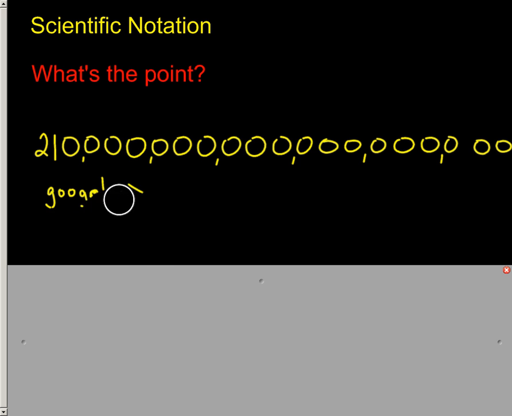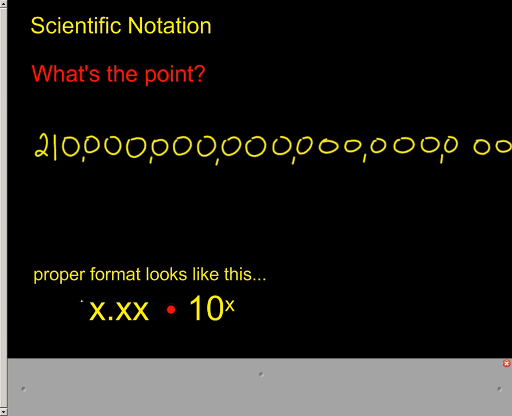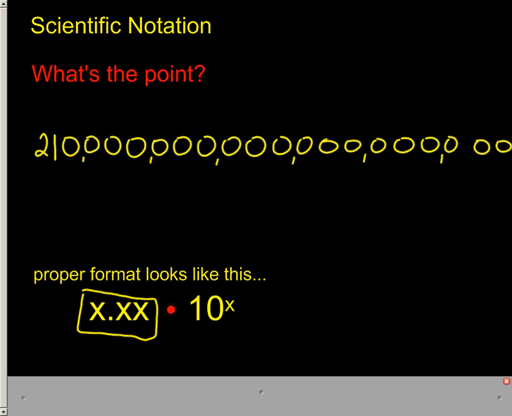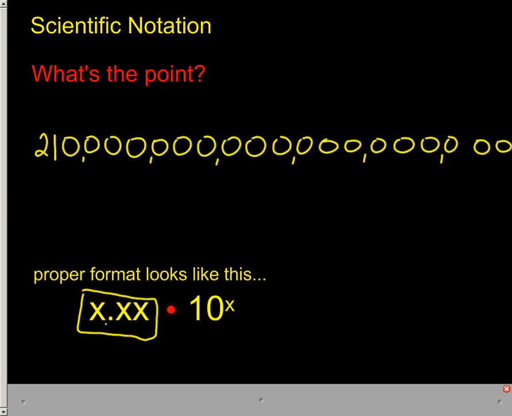So how does scientific notation work? Well, it's got this basic template. We're going to take some number, and if it's bigger than 9, basically we're going to put a decimal after the first digit, and we're going to multiply it by 10 to some exponent. So it could look like this: 2.12 times 10 to the 8th power.